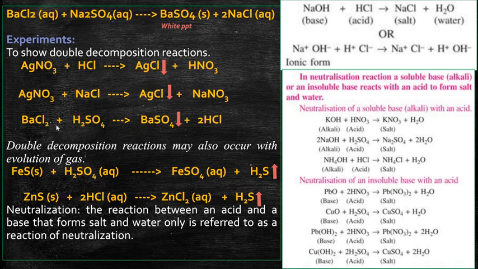Third one, barium chloride reacts with sulfuric acid to form barium sulfate. This barium sulfate is a thick white precipitate. How does this barium sulfate look? It looks like a thick white precipitate. Understand? So double decomposition reactions may also occur with evolution of gas.